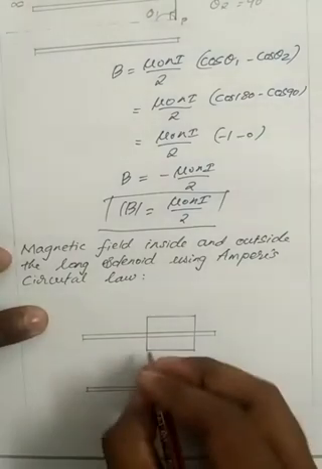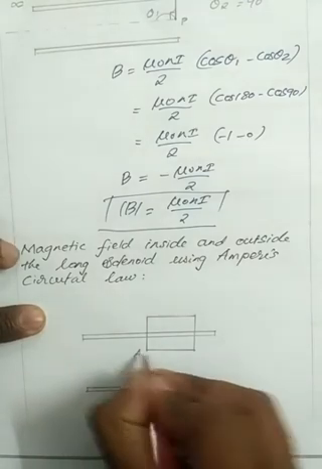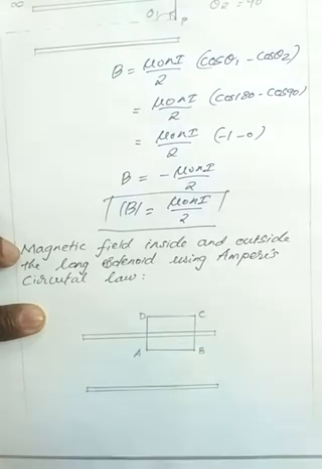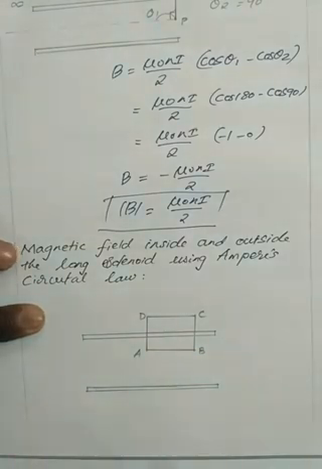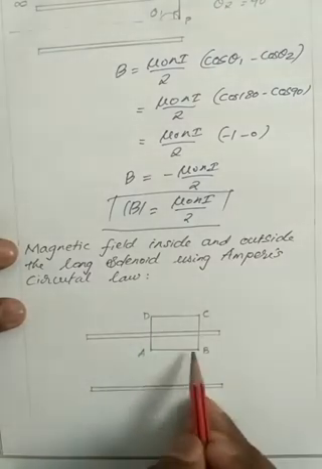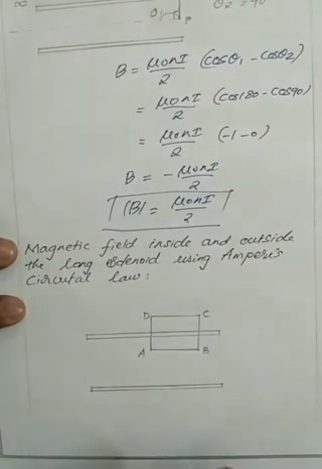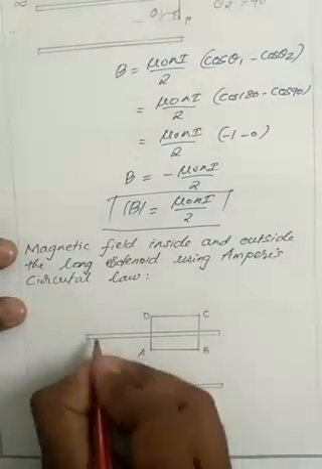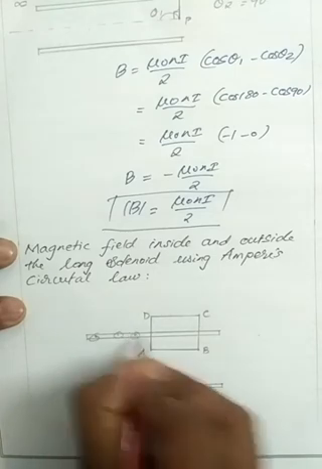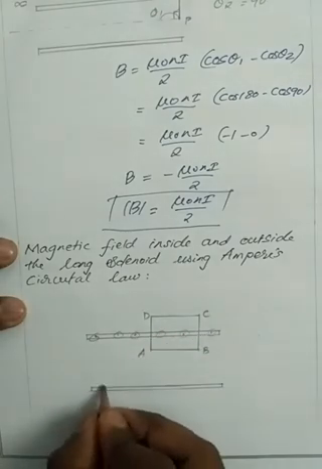So I can name this A, B, C, D. This Ampere loop covers a certain area inside as well as outside the solenoid. Above the solenoid I have dot field. Below the solenoid I have cross field.